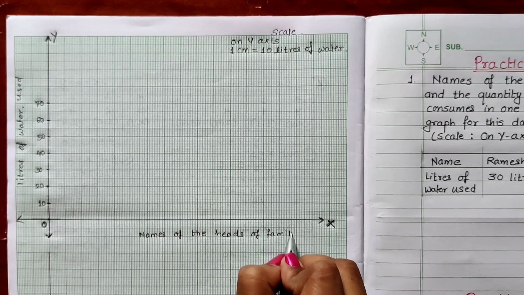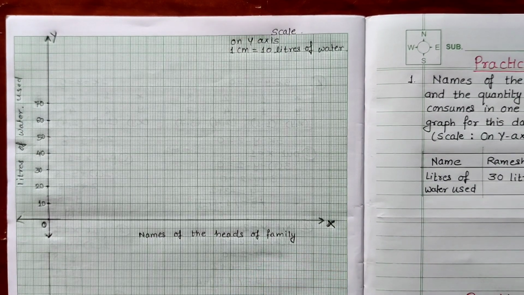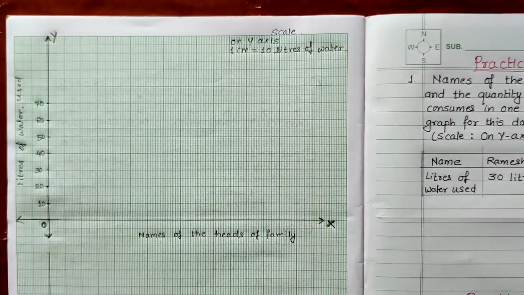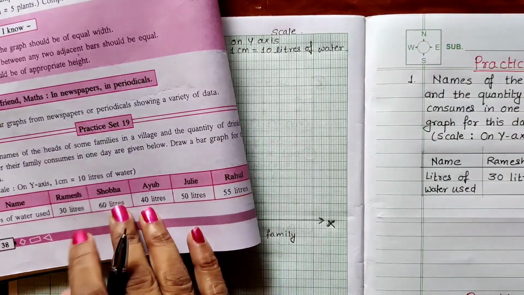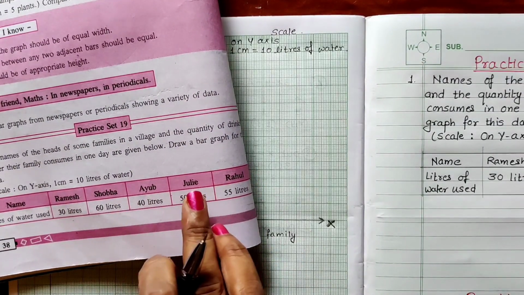In this way, on the x-axis, we have to write the names. One by one, we will be writing the names. The first name is Ramesh. So first I will write Ramesh. How many families' information is given? 1, 2, 3, 4, 5.